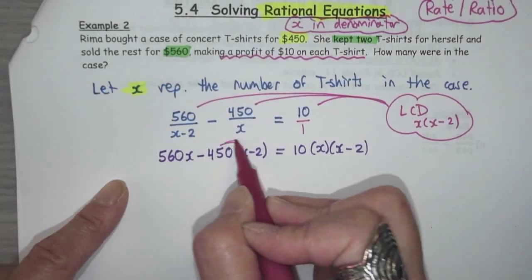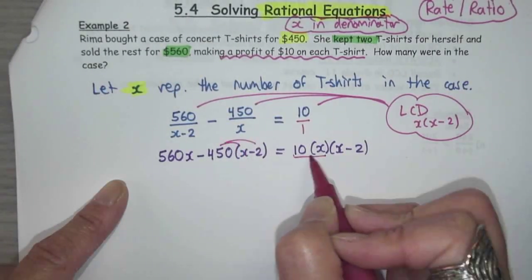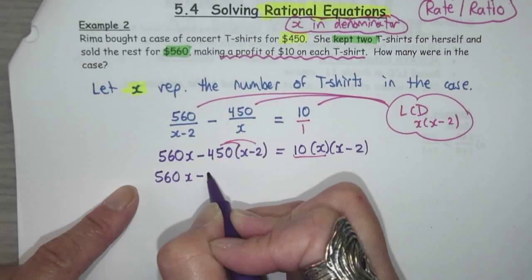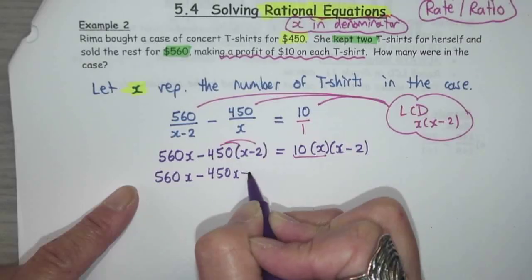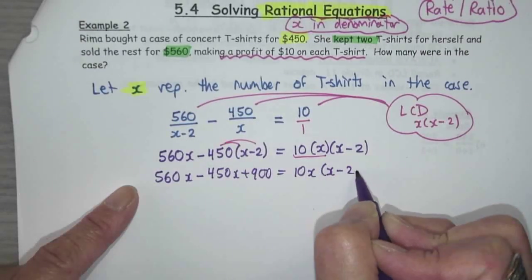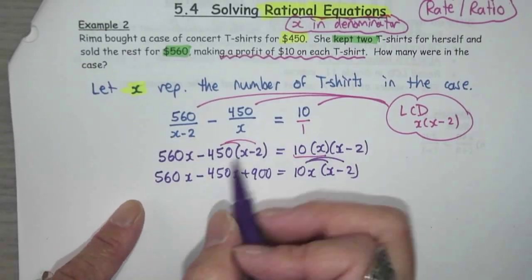All right, and then now we just go ahead and we're going to do, so this is 10x times that. So you can go faster or slower, up to you. 560x minus 450 times x minus 2 equals, and this is actually just 10x times x minus 2, and then bring it in. Or you could have done that all in one go.